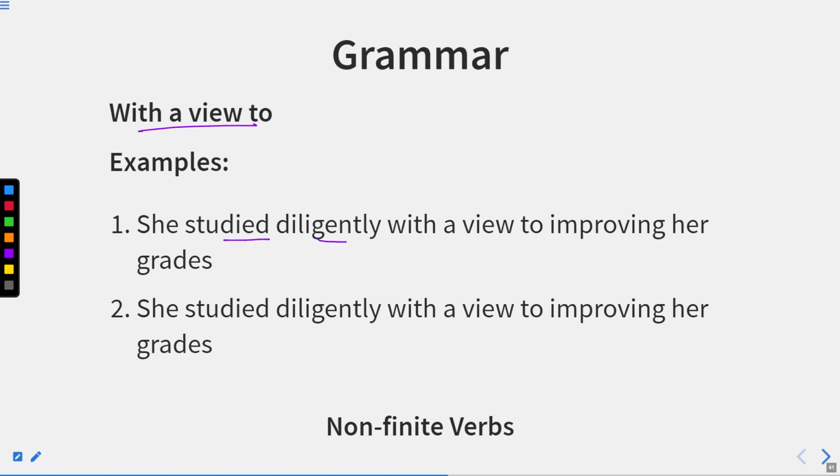She studied diligently. With a view to is similar to in order to or so as to. So she studied diligently for what? With a view to improving her grades. She studied diligently with a view to improving her grades. Okay, these are the same sentences.